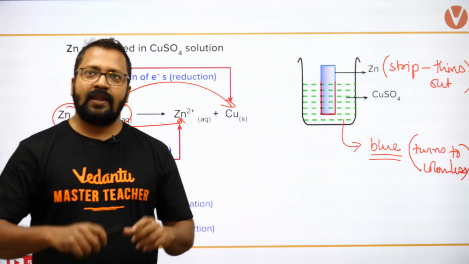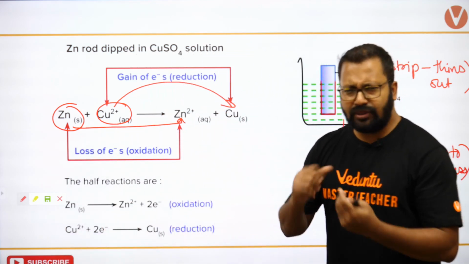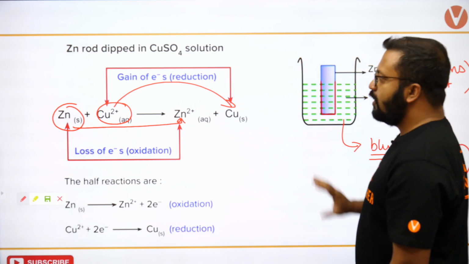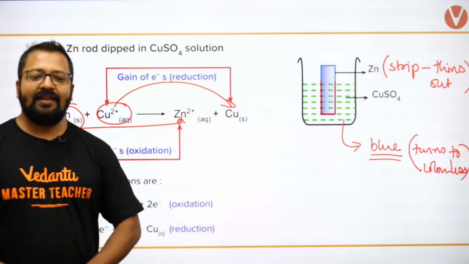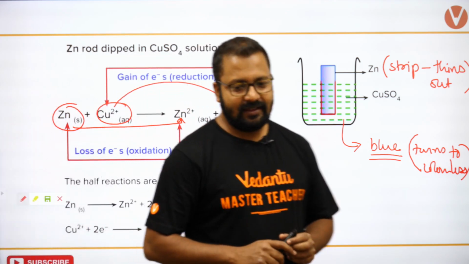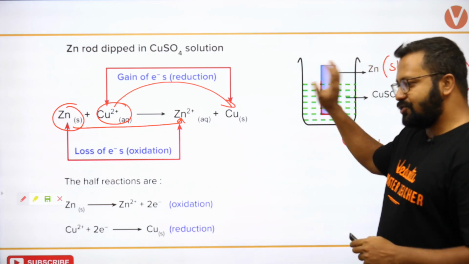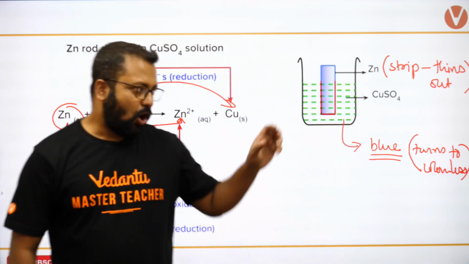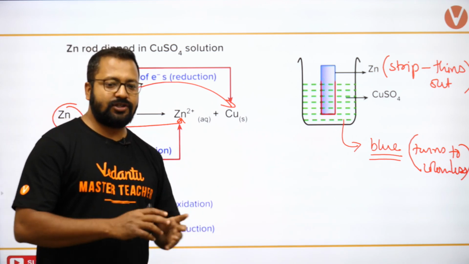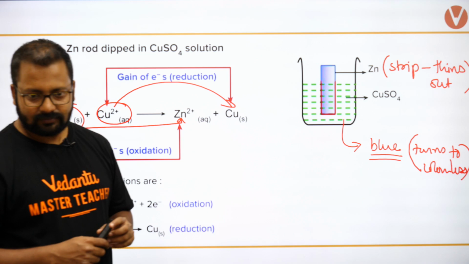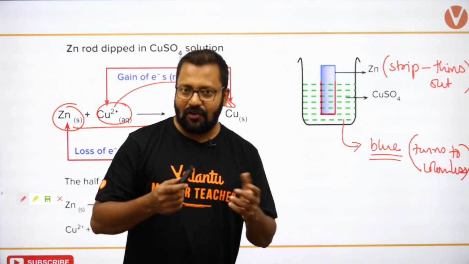Now tell me something, in this reaction would I be getting electricity? मान लो कि एक hypothetical question ले रहे हैं, this is the setup, would I be getting electricity over here? बताइए, would I be getting electricity over here? Oxidation भी आपको मिल गया, reduction भी आपको मिल गया. Would I be getting electricity over here? No, a lot of people are saying no.